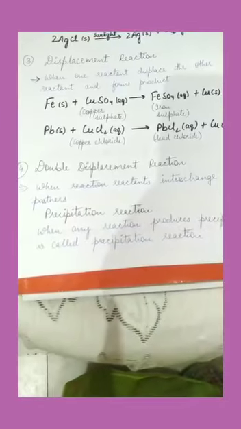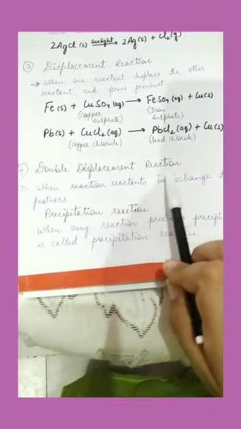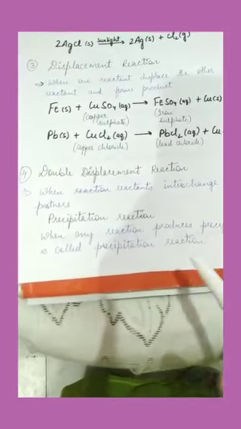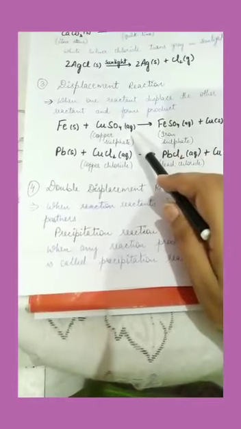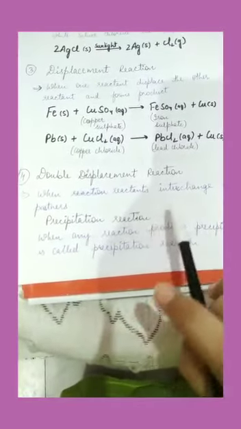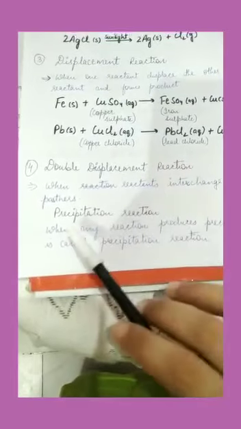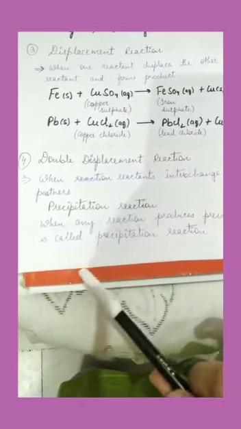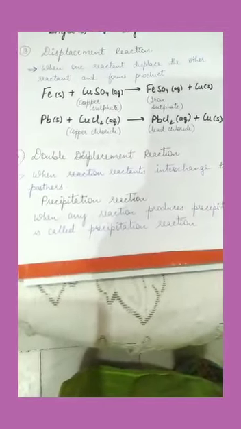Next is double displacement reaction. What is double displacement reaction? When the reactants interchange their partners, then double displacement occurs. This was a single displacement because only one of the reactants got displaced, but in double displacement the two reactants interchange their partners. In double displacement reaction comes the precipitation reaction. In precipitation, when any reaction produces precipitate, it is called precipitation reaction.